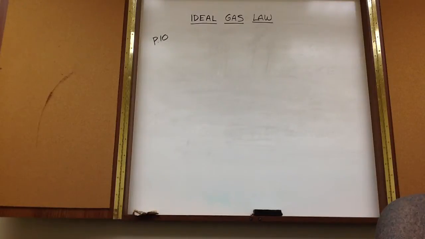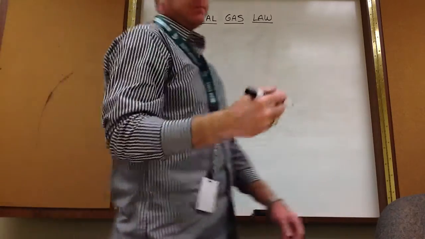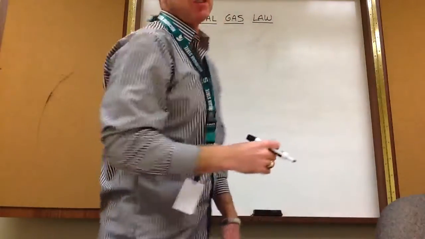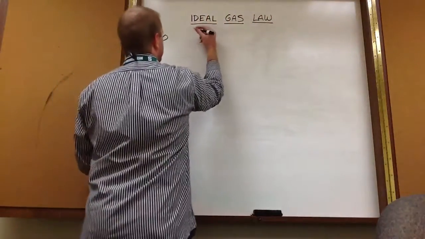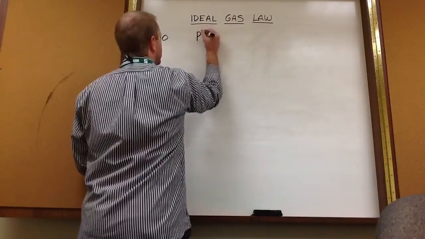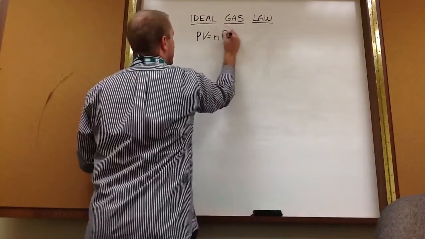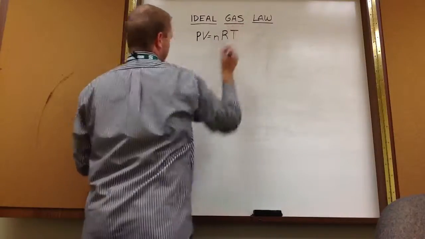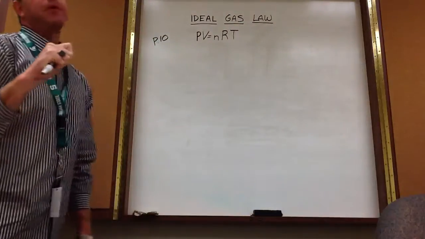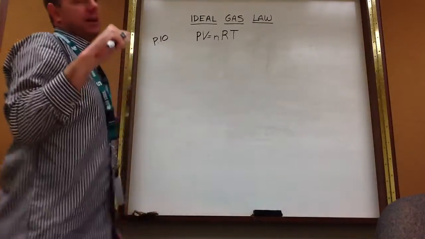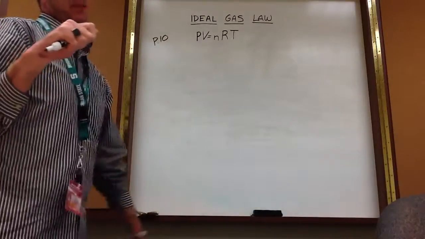Ideal gas law, page 10. So, first of all, ideal gas law. We should give you a definition of what it is, and it's this: PV equals nRT. Some people call this the Puvner equation instead of the ideal gas law.